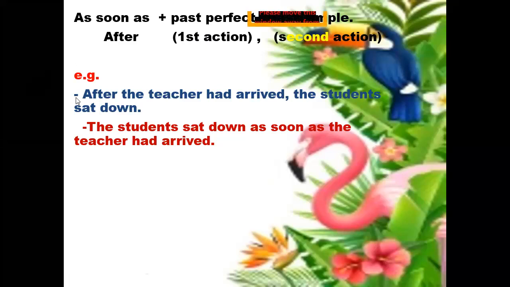and it must be in the past perfect simple tense. Like this example, after the teacher had arrived, what is the first action? It's had arrived. The students sat down. After the teacher had arrived, the students sat down. The students sat down as soon as the teacher had arrived. So I can use after or as soon as at the beginning or in the middle of the sentence, but they must be followed by the first action, which must be in the past perfect simple tense.